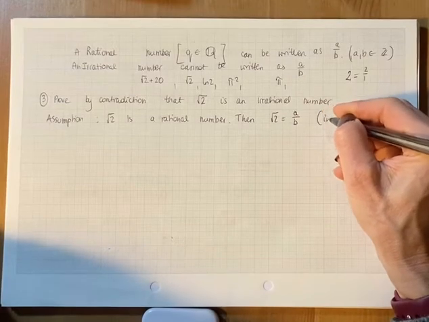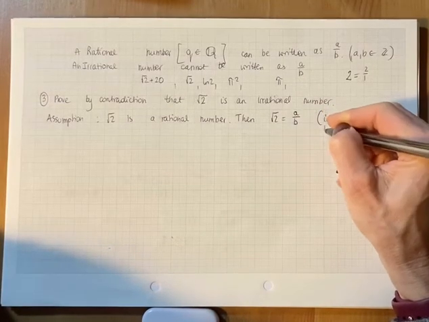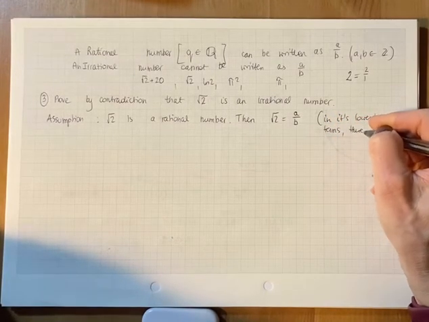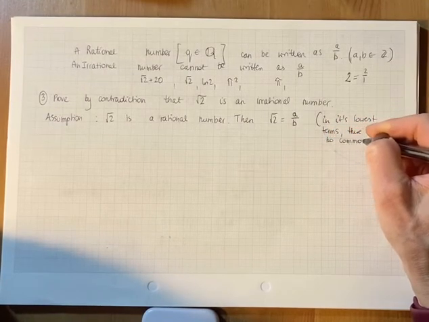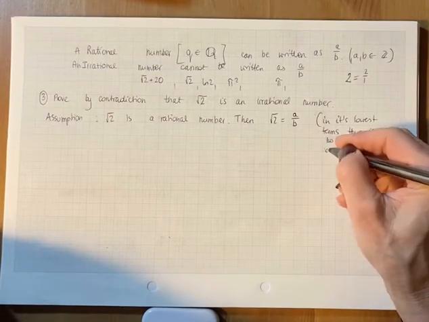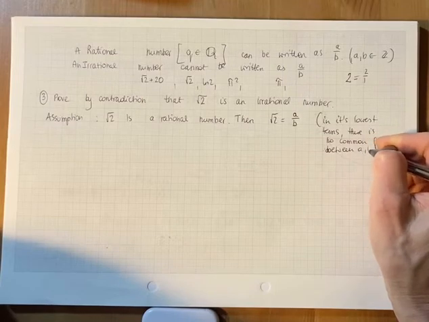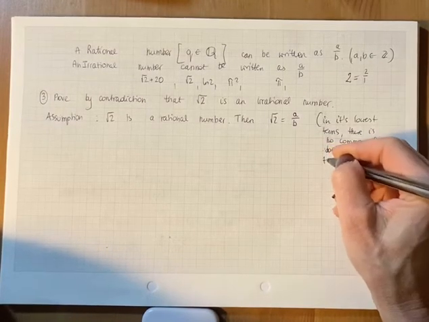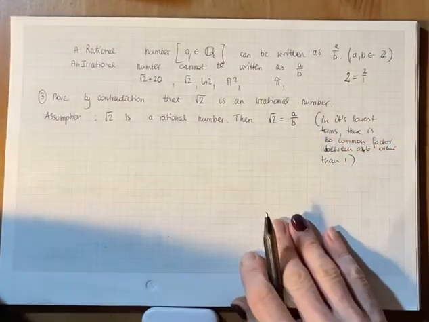But in its lowest terms, meaning there is no common factor between a and b other than 1. So it's been cancelled down into its lowest terms.